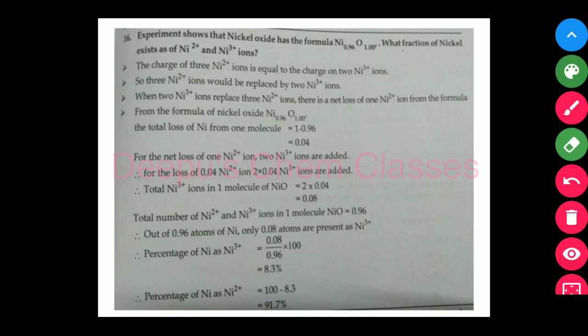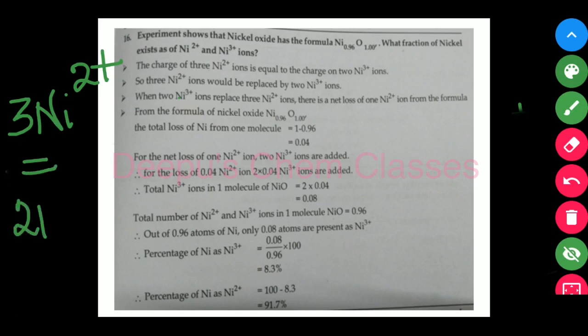So 3 Ni2+ ions will be equated to 2 Ni3+ ions. Their nuclear charges are equal. So how? Let us see. 3 into 2+ becomes 6+. Then 2 into 3+ becomes 6+. Isn't it? So the charge is equal. So 3 Ni2+ ions can be replaced by 2 Ni3+ ions.